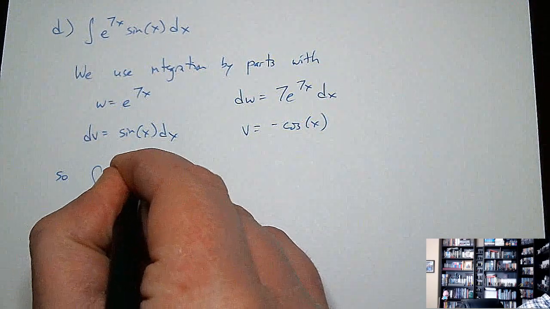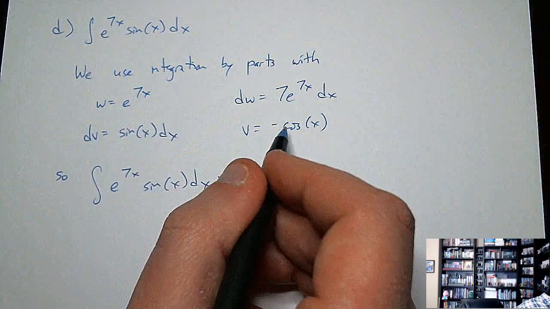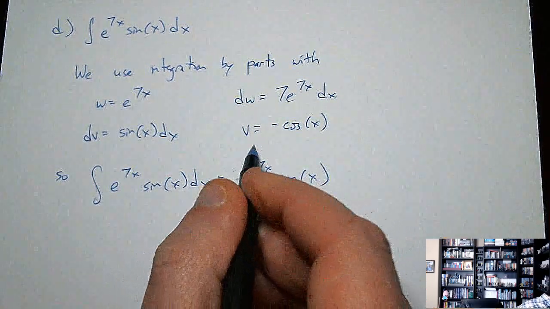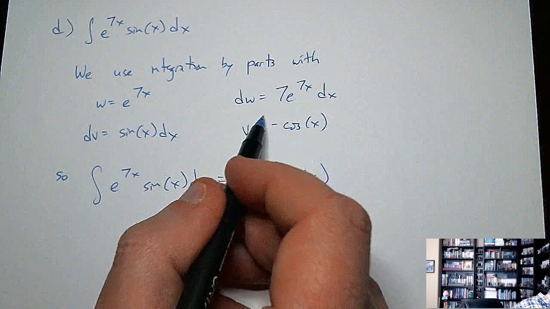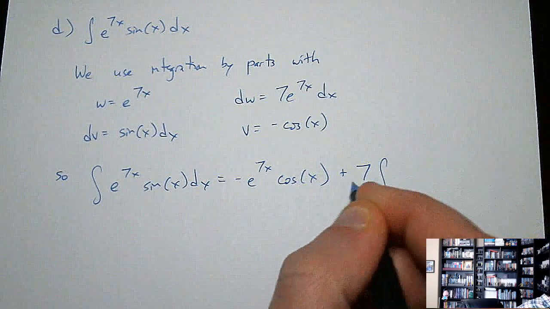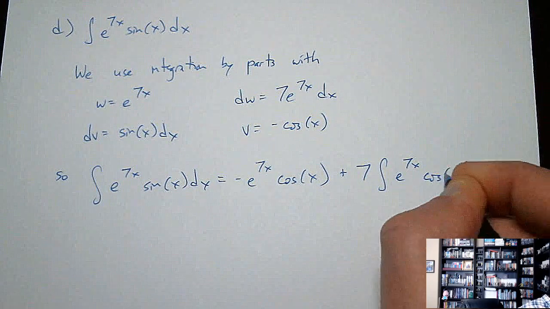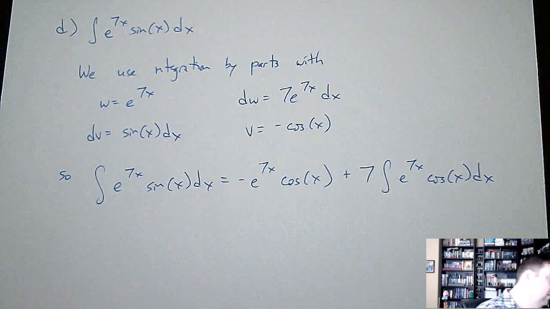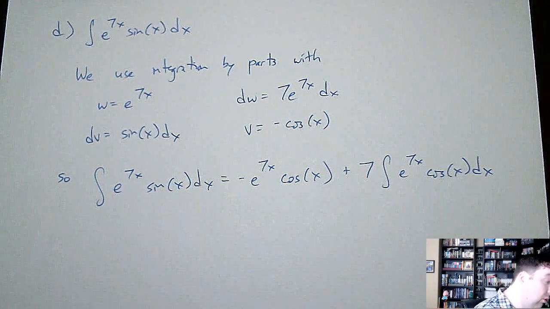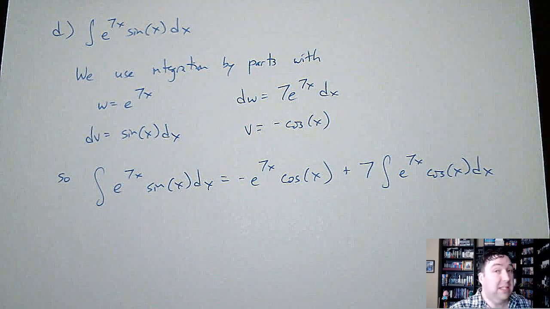So that tells us that our integral can be rewritten as v times w, so negative e to the 7x times cosine x, minus the integral of v dw, so minus the minus will become a plus, and I'll pull that 7 out as well, so that'll give us plus 7 times the integral of e to the 7x cosine x. Now, ideally with integration by parts at this stage, we would have an elementary integral, or at least an integral that was simpler than the one we started with. And that hasn't happened here.